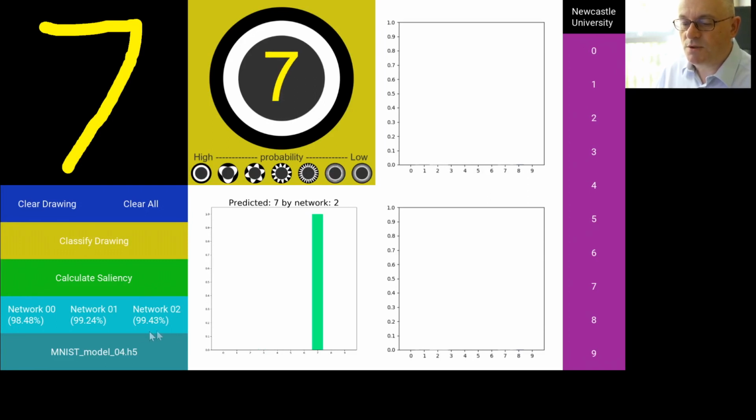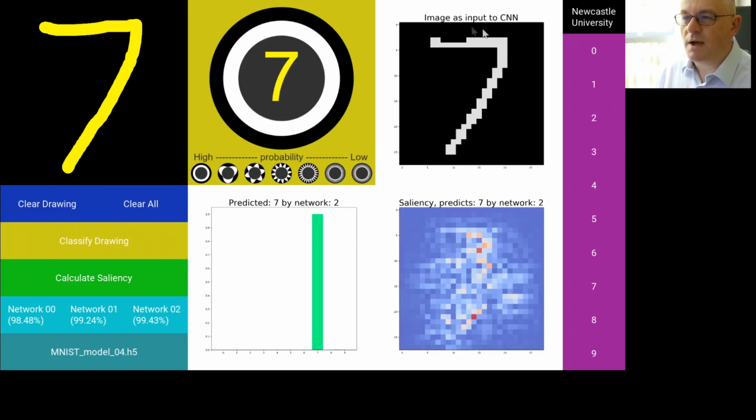Okay, so network 2, which is more accurate, will indeed correctly classify with high certainty that this is a 7. We can kind of interrogate why it thinks that. So this is on the right, the image is fed into the network, and this is the areas of that image that most contributed to deciding that it was a 7. And you can see where there's a bright red spot or a white spot, that those roughly correspond to the 7 shape in the image.